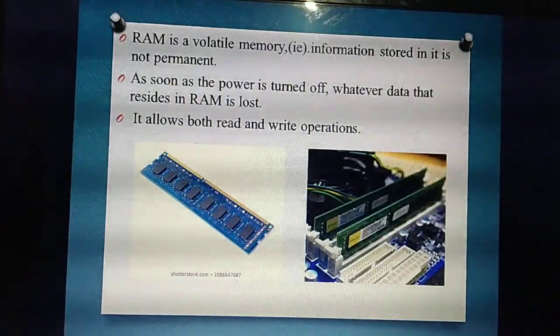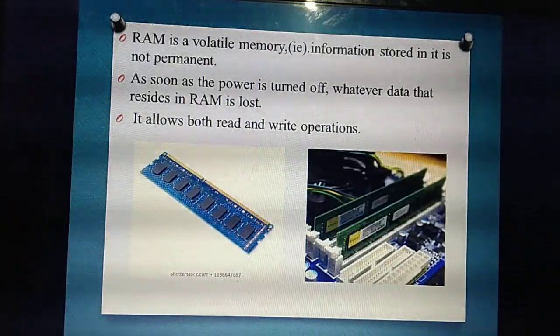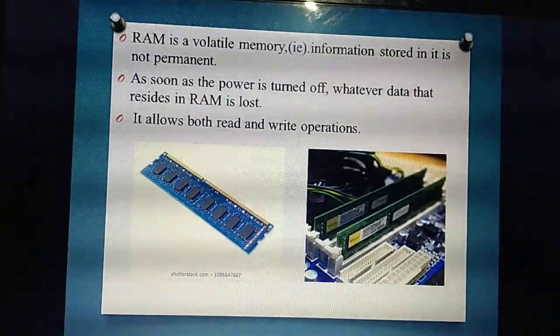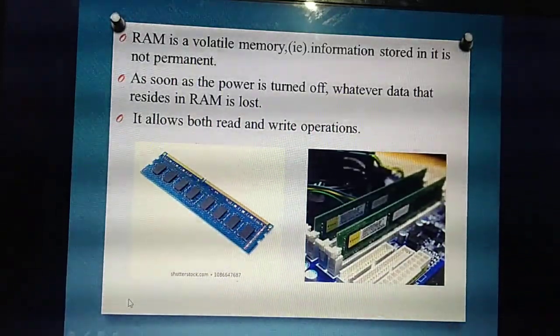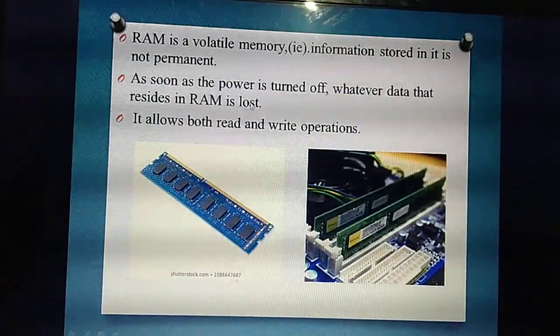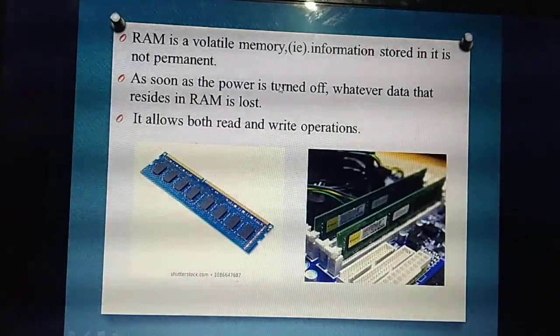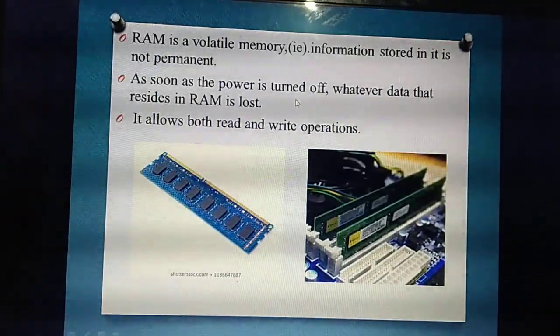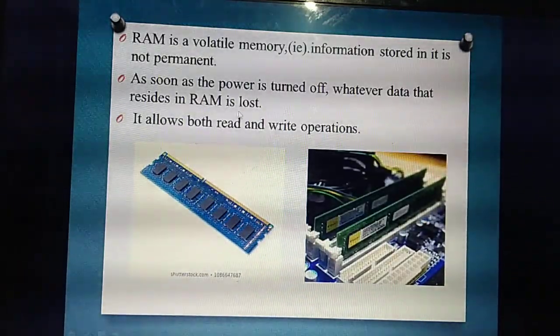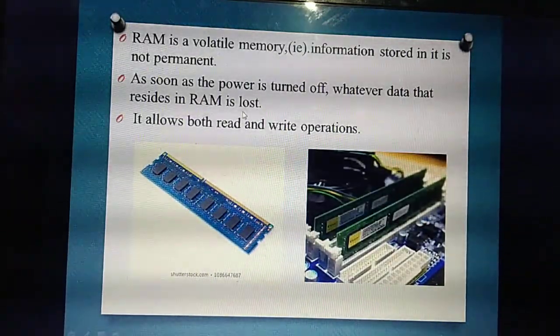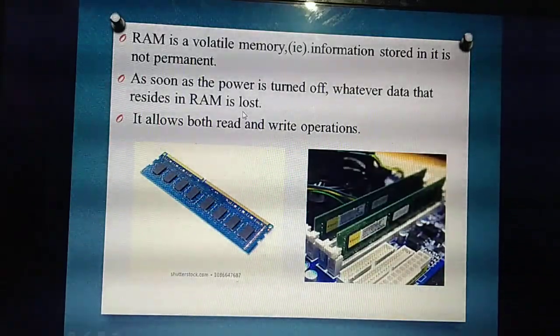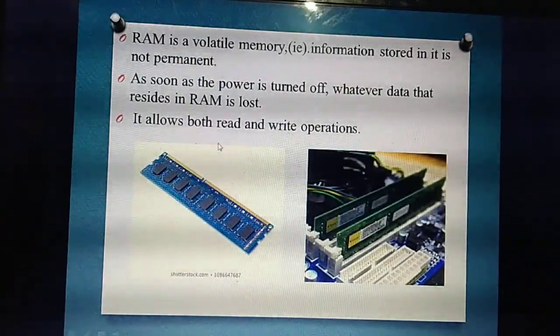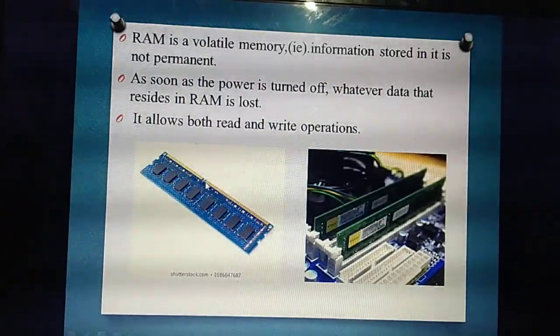That is non-volatile memory. Understand the difference between volatile and non-volatile? Volatile means the things you store in the memory are not permanent. That is called volatile. So if the power goes off while you are working in the system, whatever data you are storing in the RAM will be lost immediately. With this RAM you can do read as well as write operations.